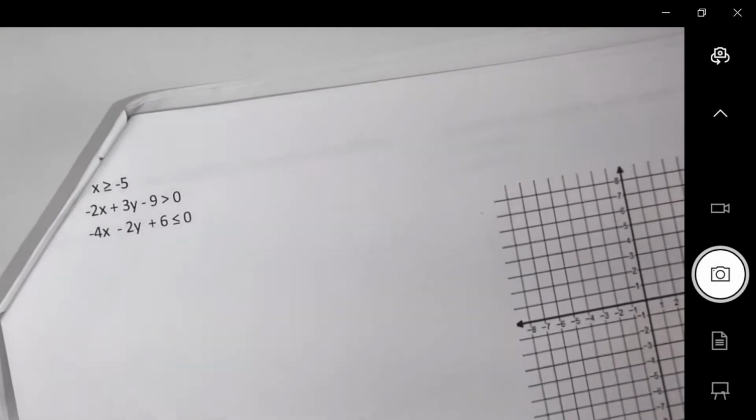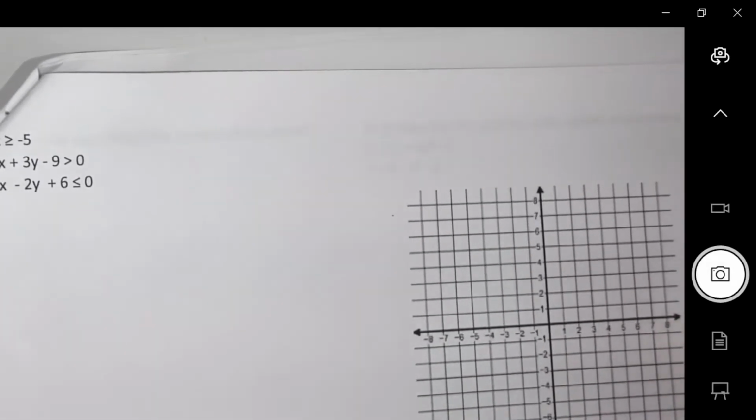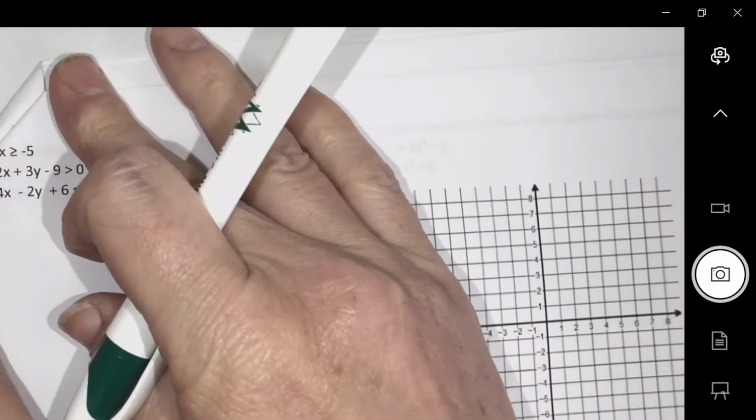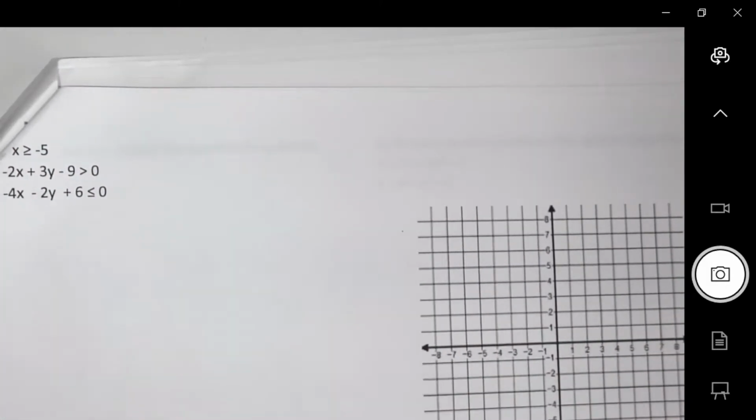Okay, let's try another one. Okay, the first one, x is greater than or equal to negative 5. So this is a special line. It doesn't have y = mx + b. It doesn't have that.